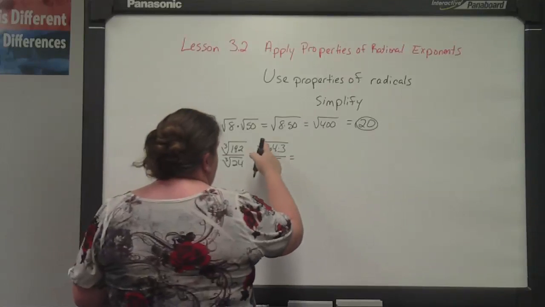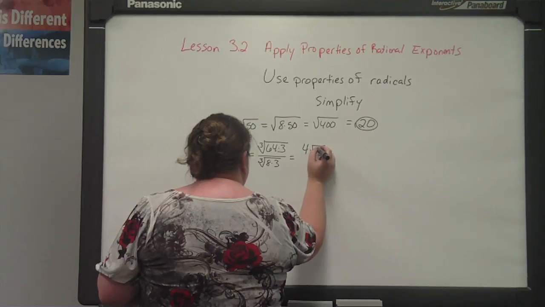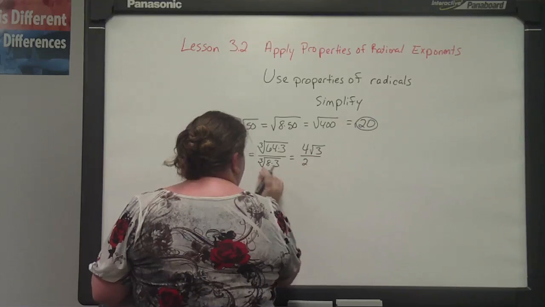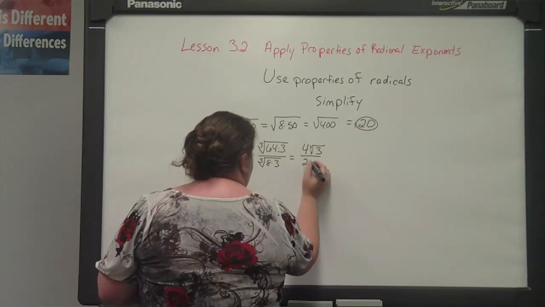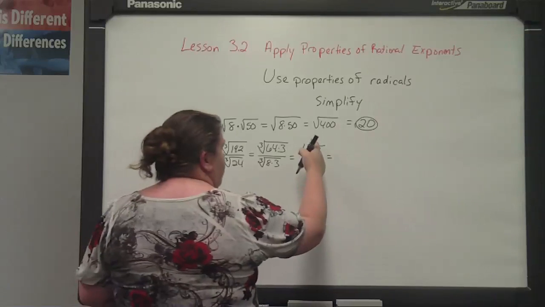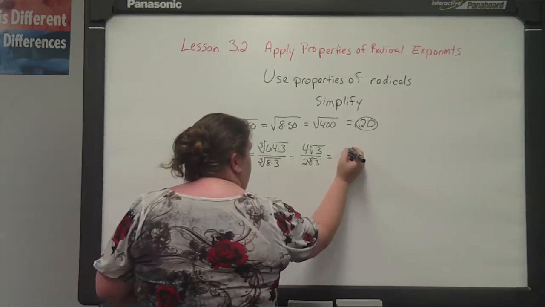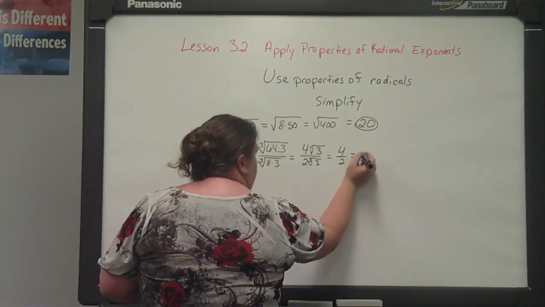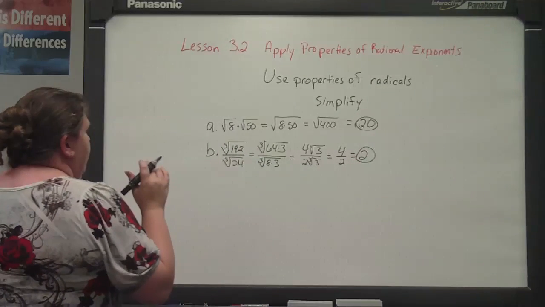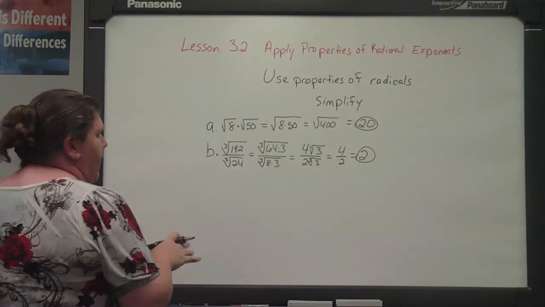From here, we can see the cube root of 64 gives us 4, times the cube root of 3. And then the cube root of 8 gives us 2, times the cube root of 3 again. Because we have cube root of 3 and cube root of 3, they can cancel out, and so what it leaves us is 4 divided by 2, which is 2. And so now we have simplified both the product property of radicals and the quotient property of radicals.